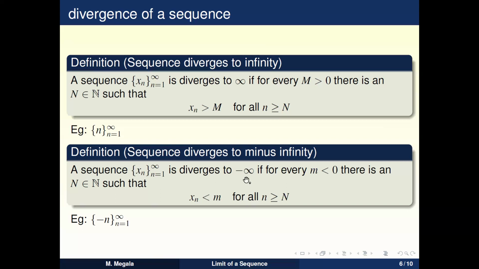If it is satisfied, these x_n's will not be close to any other number, because if it were closer to some other number, this would not be valid. For that number, the x_n's should be lesser than m, but I can take m smaller than that number, so the x_n's should diverge to minus infinity. Okay, so the example is minus n, n equal to 1 to infinity.